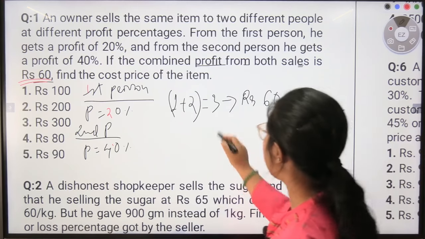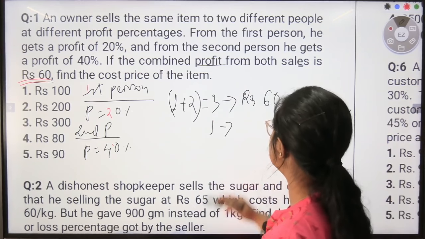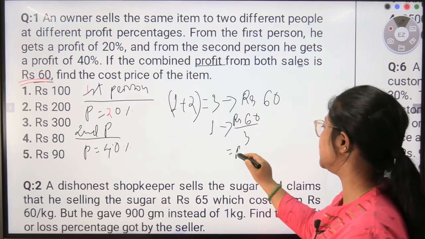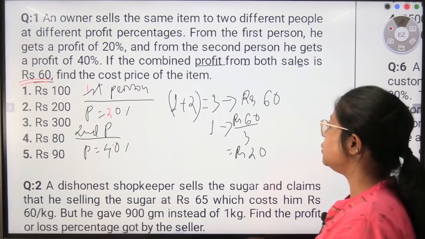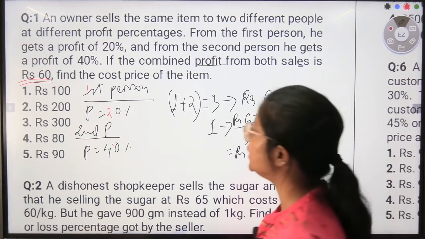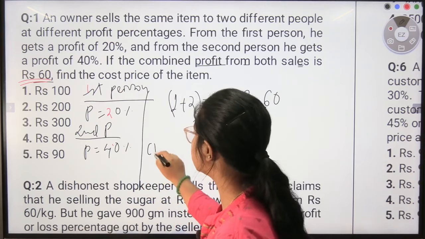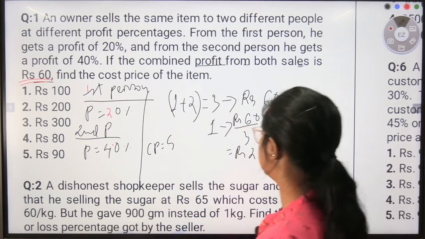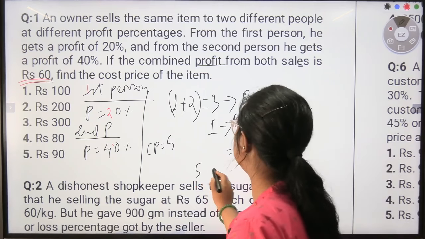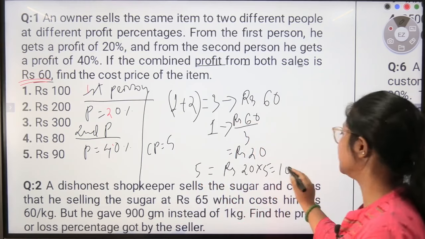So from that I have to find the 1 ratio value. So 1 ratio value would be how much? Rupees 60 by 3, that means rupees 20. So in 1 ratio I have rupees 20. Now I need to find the cost price. So what was your cost price ratio? Your cost price ratio was 5. So if 1 ratio is equal to rupees 20, then 5 ratio would be equal to how much? Rupees 20 into 5, that means 100.